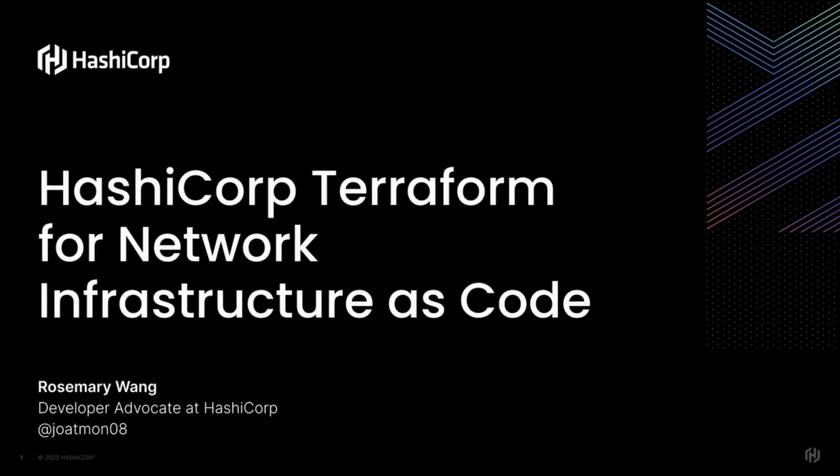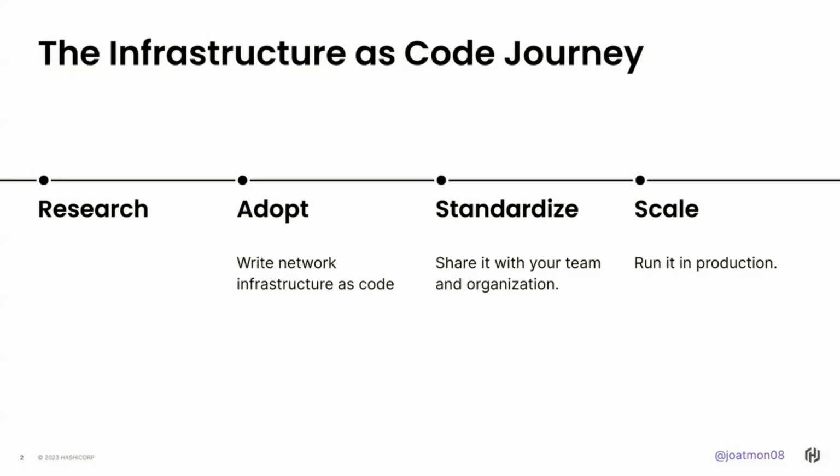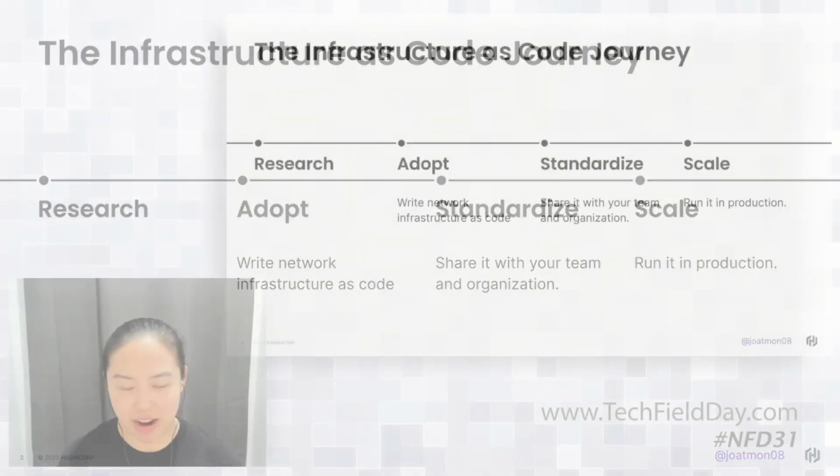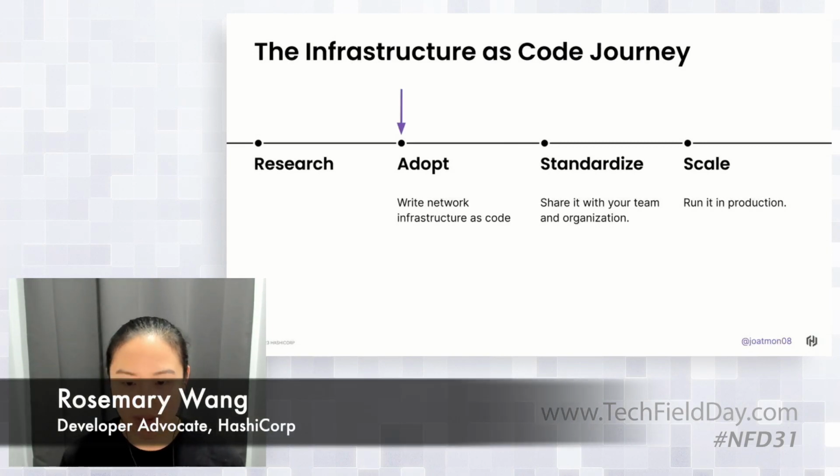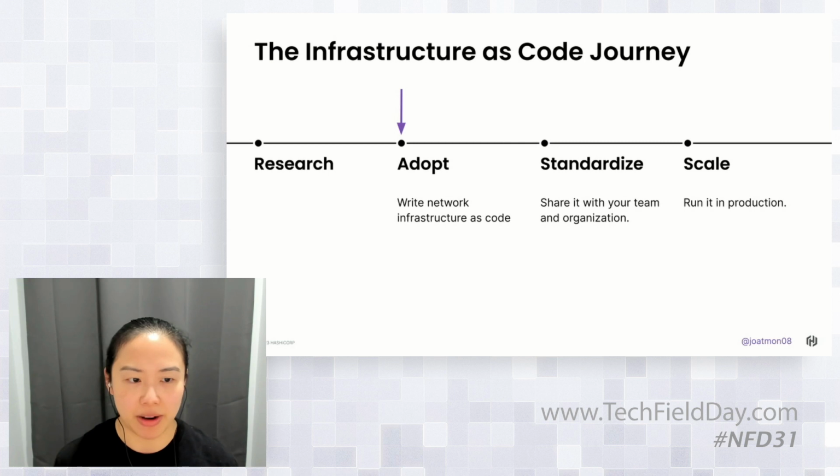I know that Millar referenced this framework or this journey, and yes, it is simplified. Sometimes you're going to be in the gray areas between each of these stages, but today we're really going to focus on some of the important components to adopting infrastructure as code and frame it around network specifically. So we're going to focus on adoption, and we'll talk about standardization and scale later on.